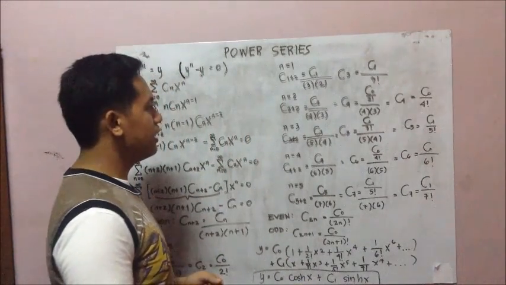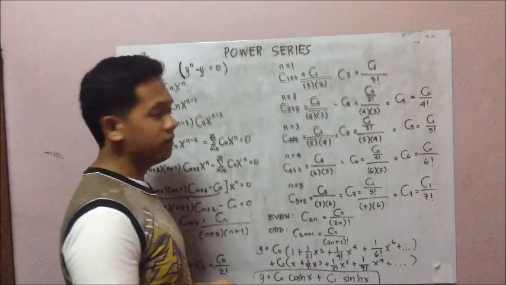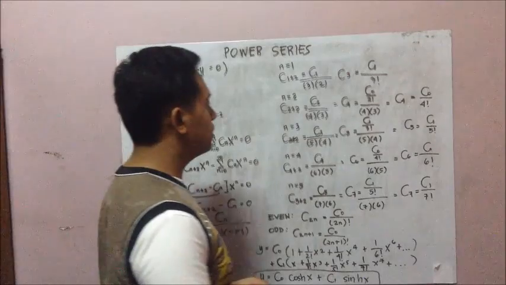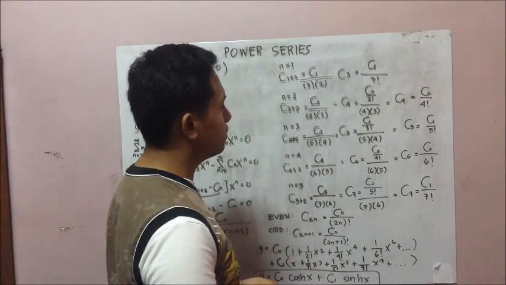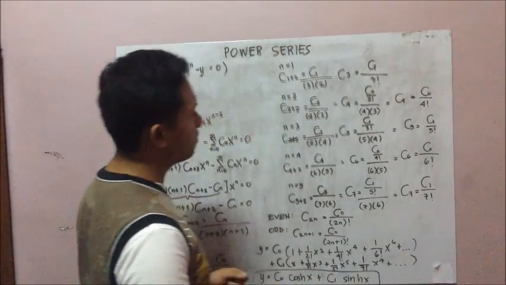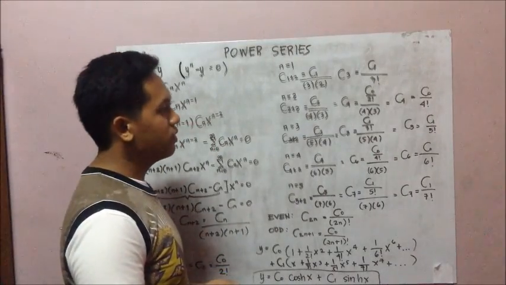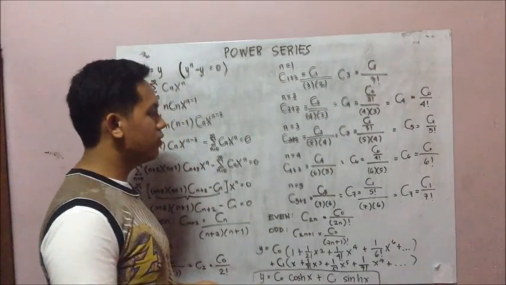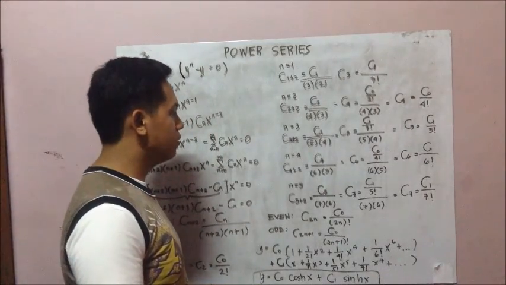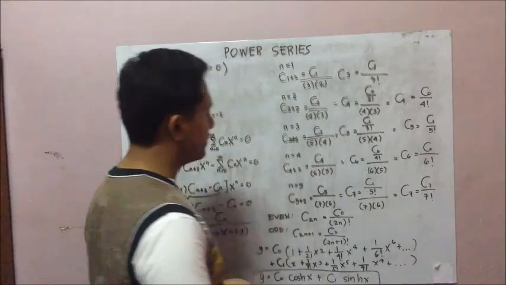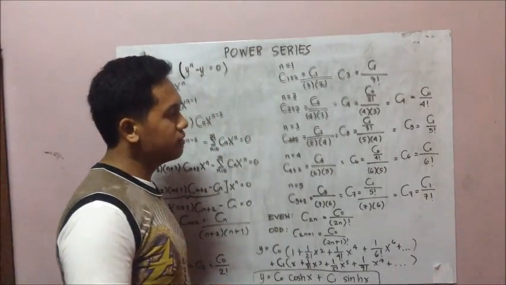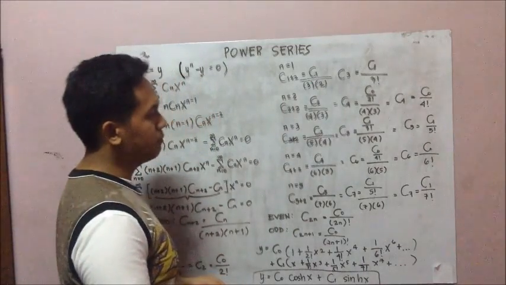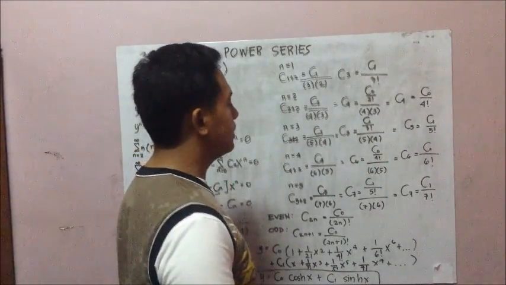For n is equal to 3, c_(3 plus 2) is equal to c_3 over 5 times 4, so c_5 is equal to c_1 over 3 factorial all over 5 times 4, which is equal to c_1 over 5 factorial. For n is equal to 4, c_(4 plus 2) is equal to c_4 over 6 times 5, so c_6 is equal to c_0 over 4 factorial all over 6 times 5, which is equal to c_0 over 6 factorial.